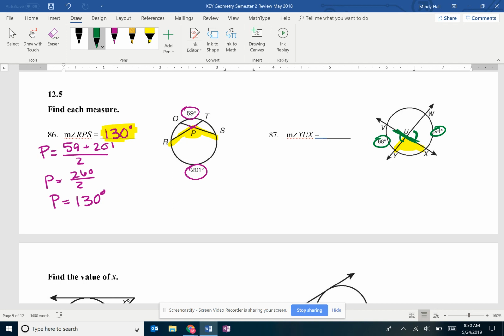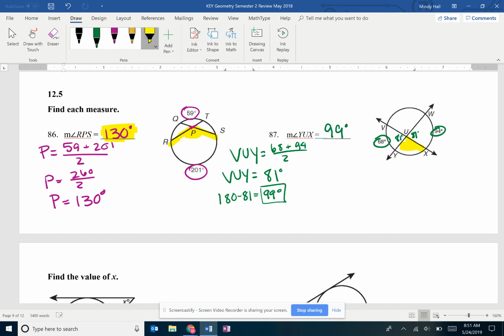Method number one is like the first one. So that would be, let's see, I'm going to label it as VUY because that would be the angle we would get, would be 68 plus 94 divided by 2. 68 plus 94 is 162, and then divided by 2 is 81. So I know that this angle, or both of these angles are 81 degrees. So if I wanted to use this method, I would then just do 180 minus 81 to get 99 degrees for this angle.